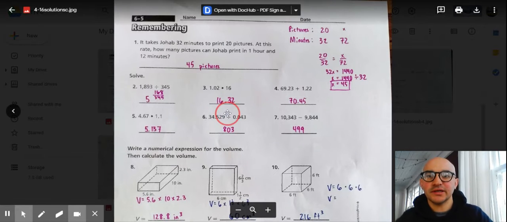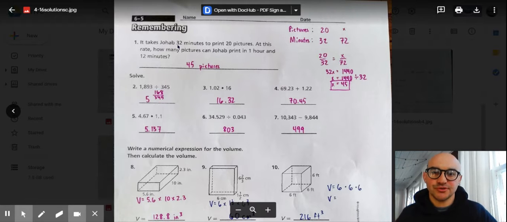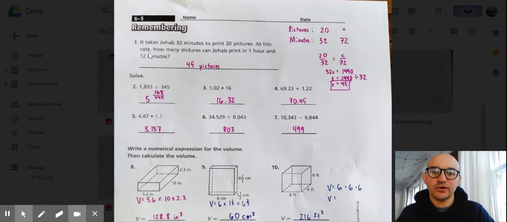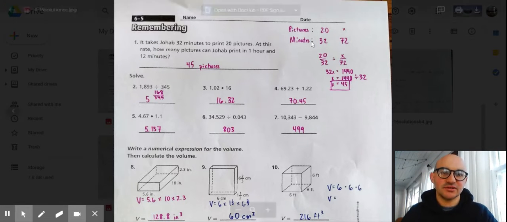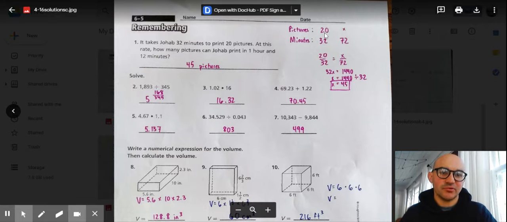So problem 1 gives us a little bit of a ratio between the amount of time it takes to print pictures. It says it takes Johab 32 minutes to print 20 pictures, and at this rate, how many pictures can Johab print in 1 hour and 12 minutes? So the word rate there is that math vocabulary that signals to you this is a constant rate problem, and we can set it up as a ratio.